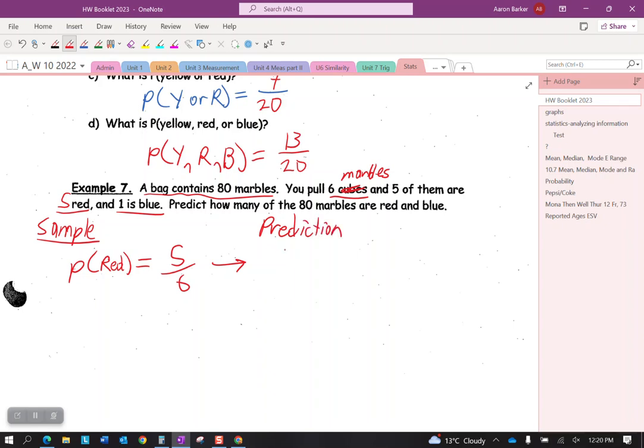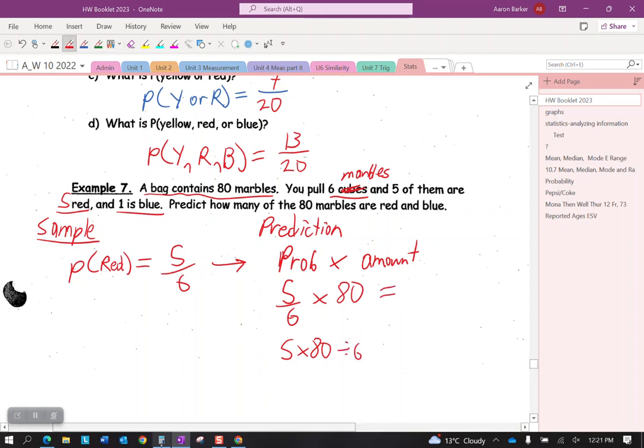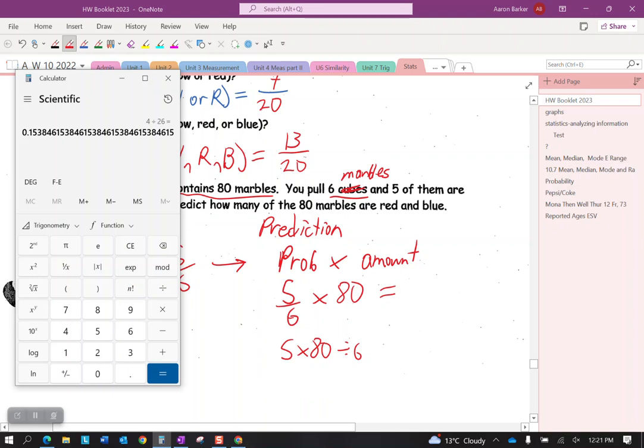So what you're going to do is take your probability and times it by the amount that you have. So our probability is 5 over 6, and we're going to times that by 80 marbles, because there's 80 marbles in that bag. On our calculator, that is like 5 times 80 divided by 6. Okay, so 5 times 80, then divide by 6. So go ahead, use your calculator. 5 times 80 divided by 6. Go.